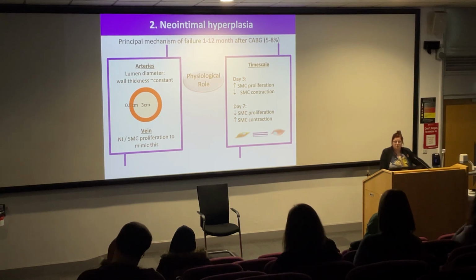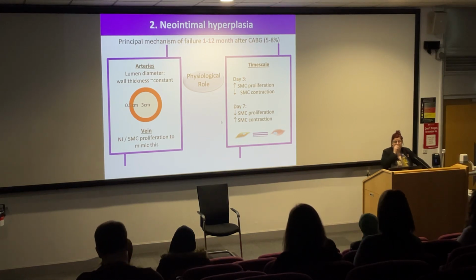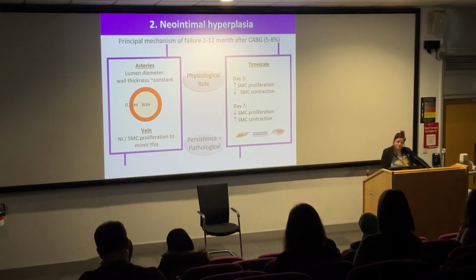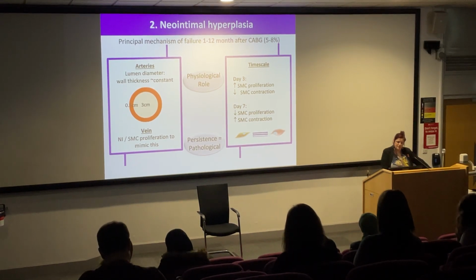And in neo-intimal hyperplasia, basically that bit there doesn't happen. So after your 7 days, you've still got that high proliferation, which is going to just make that lumen get narrower and narrower until it blocks. So the persistence of that physiological role becomes pathological.